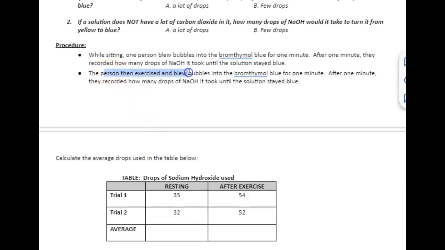Then they exercised for a minute. And after exercise, they blew into the bromethymol blue. Now remember, when they're exercising, their heart is pumping a lot faster, they're breathing faster, so they're going to be exhaling a lot more CO2 here. So it's still going to turn yellow, but there's more CO2 in it. So when they record how many drops are being dropped back in before it turns completely blue, it's going to be a lot more drops, and that's what we see here.